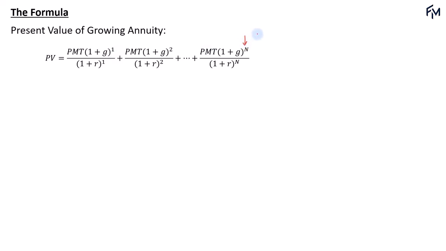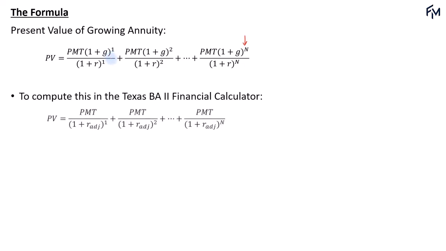Now, to modify the inputs so that you can use your financial calculator, we will have to convert the (1 plus G) over (1 plus R) into only one rate. So what I mean by that is that I want to convert it in such a way that we'll only have to take the PMT, the constant annuity amount, and divide by 1 plus the adjusted discount rate. This adjusted discount rate will take into account the growth rate as well as the discount rate.